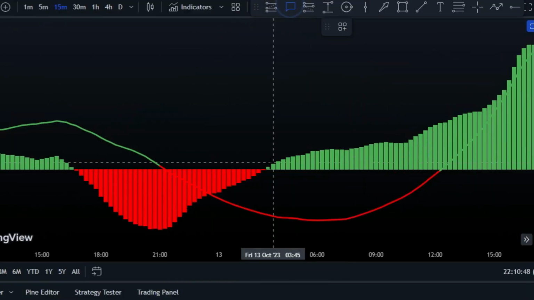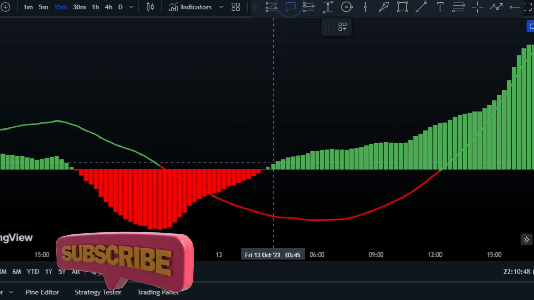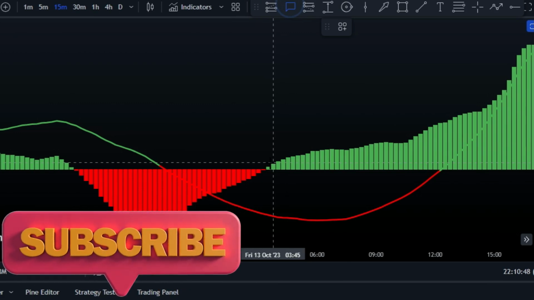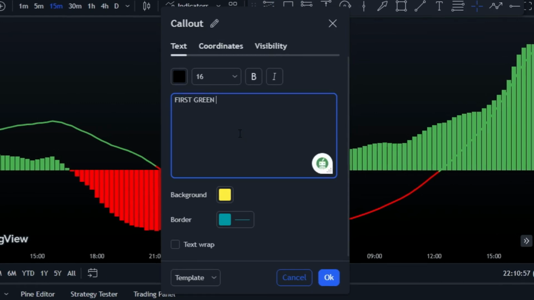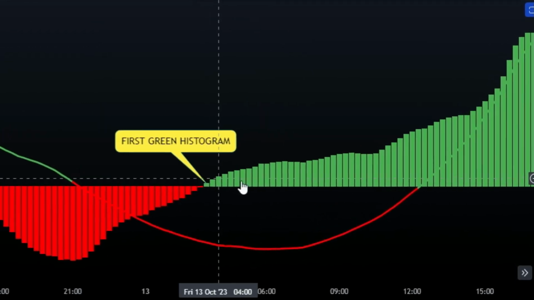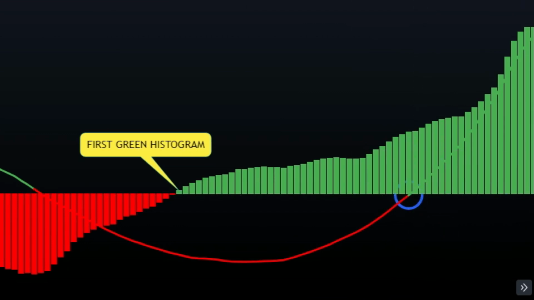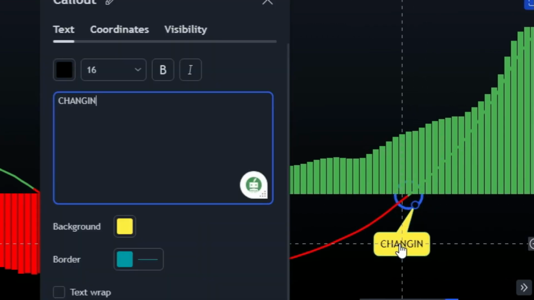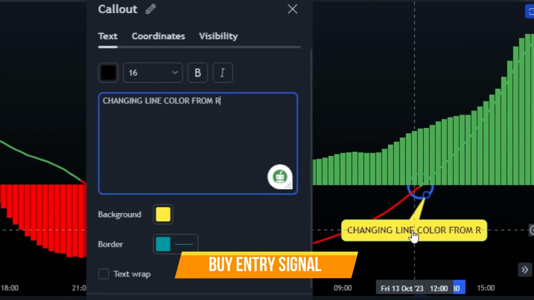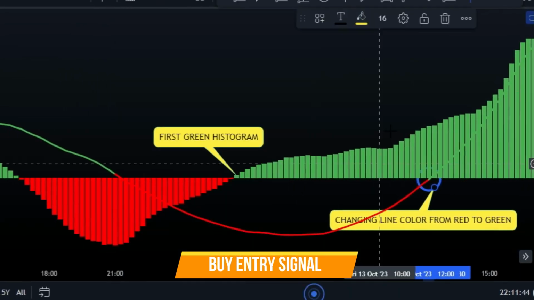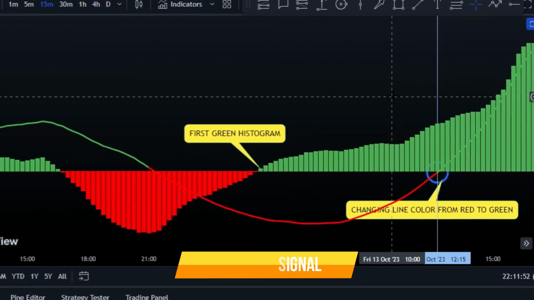Alright guys, now you might be wondering how to trade with this indicator by itself. Well, it's pretty simple. You just need to follow two steps. To buy, first look for the indicator's histogram to turn green from red. But don't rush into the trade yet. You also need to see the signal line turn green from red. Boom. That's your entry signal right there. You can buy with the candle that matches this color change.